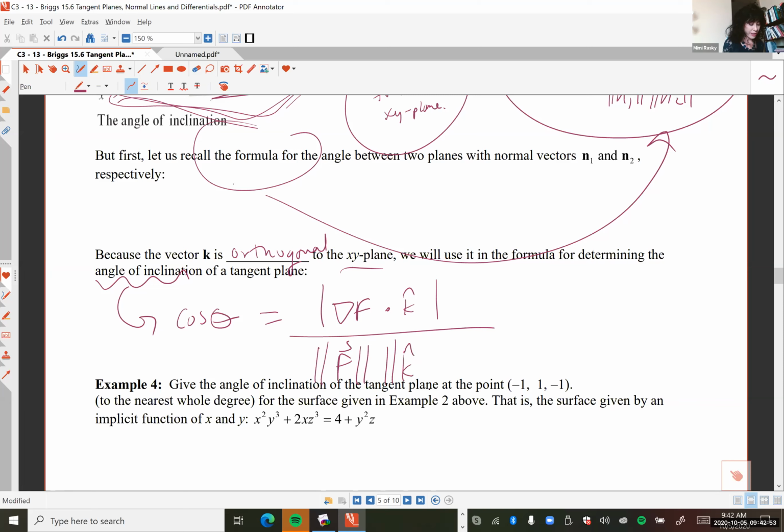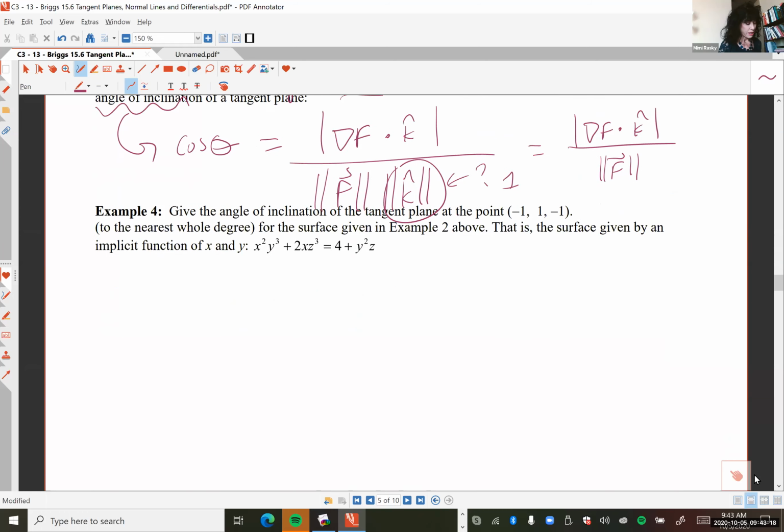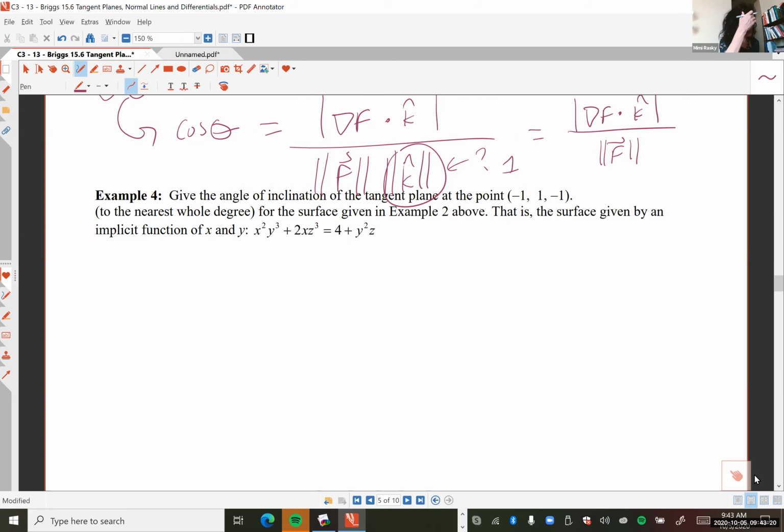But one of these magnitudes you don't even really need to go out and get, because you already know what this is. What is the magnitude of K hat? 1. Yeah. So really, your formula just ends up reducing to the absolute value of your big 3D gradient dot K hat, and you divide by the magnitude of your big gradient, and you're good to go. Okay. So let's use that knowledge to do example 4.